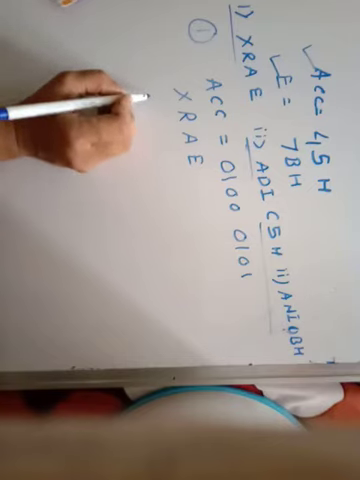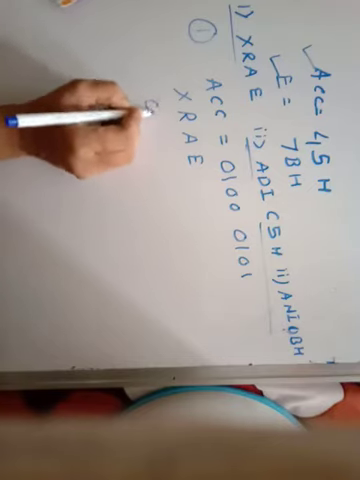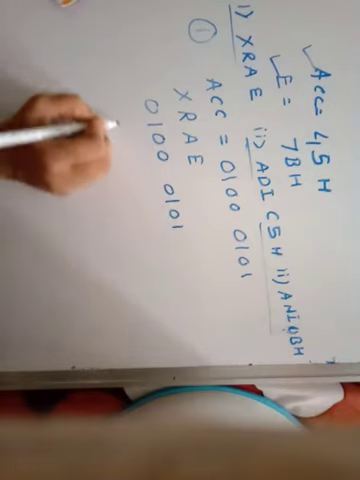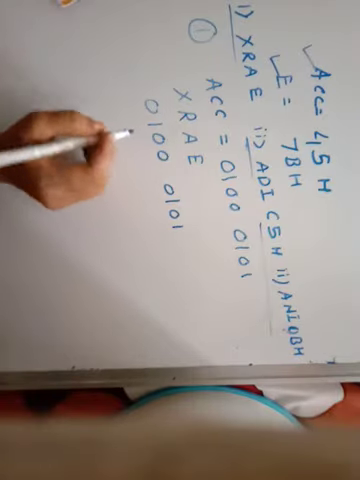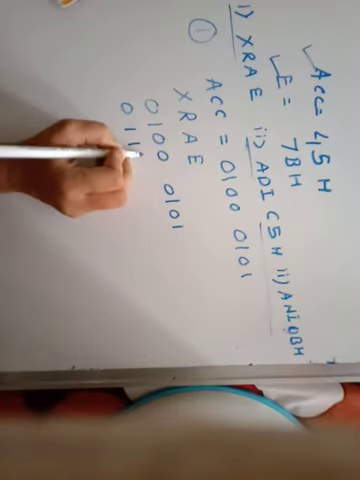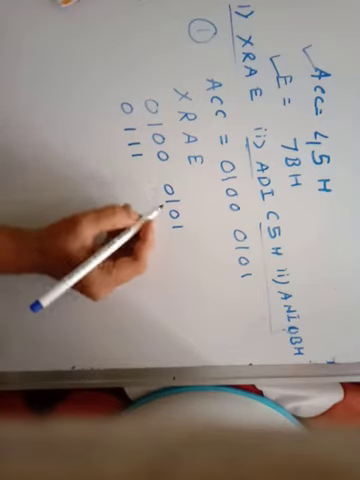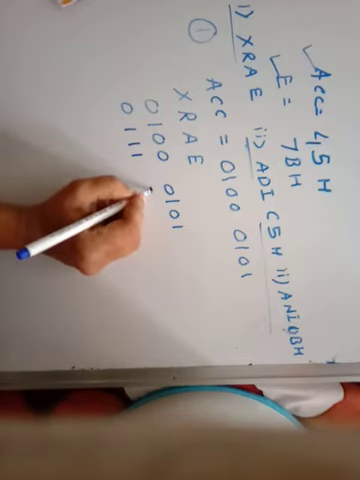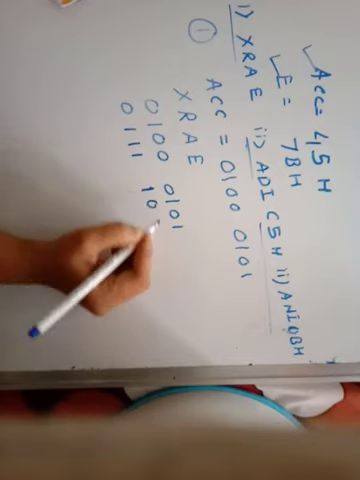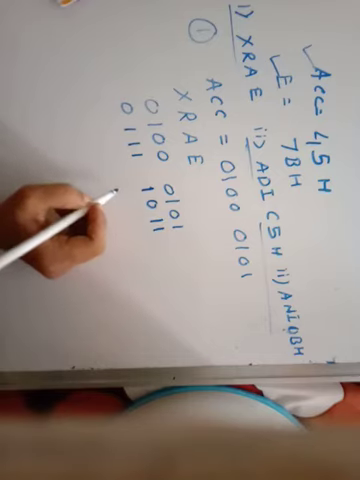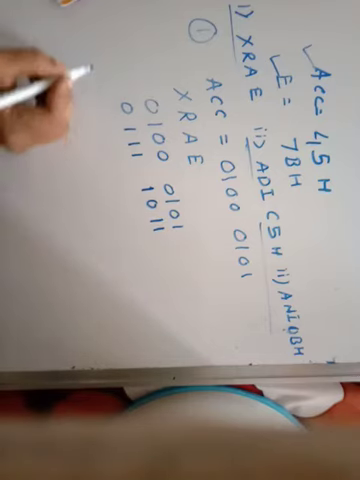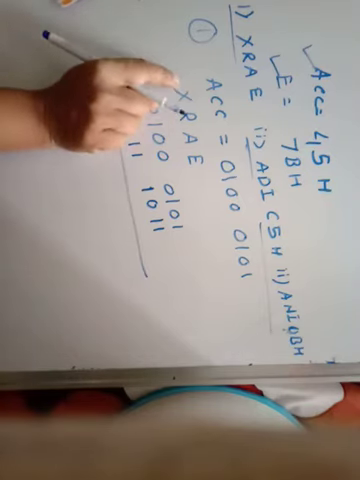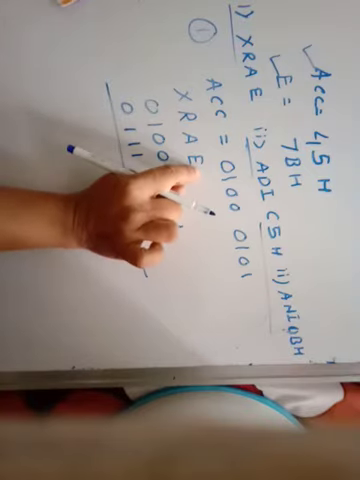So first of all, we have the content of accumulator, this is 0100 0101, and you have given the content of register E, these are 7B. So 7 is 0111, and B is nothing but the 11, so it will come 1011. Okay, so we have to perform the XRA E, that is the exclusive OR with the contents of register E.